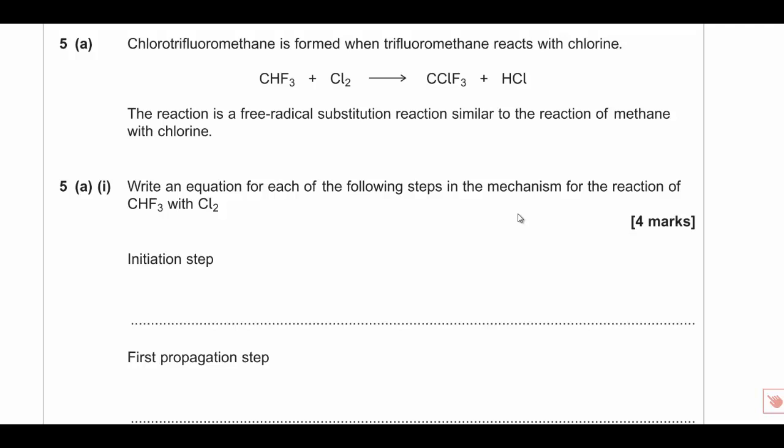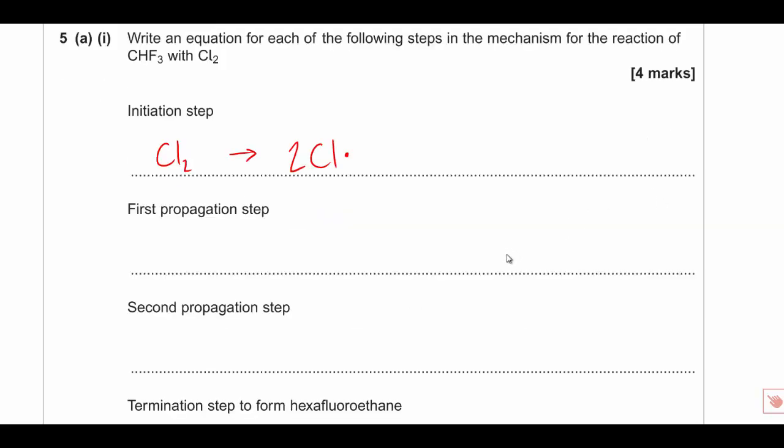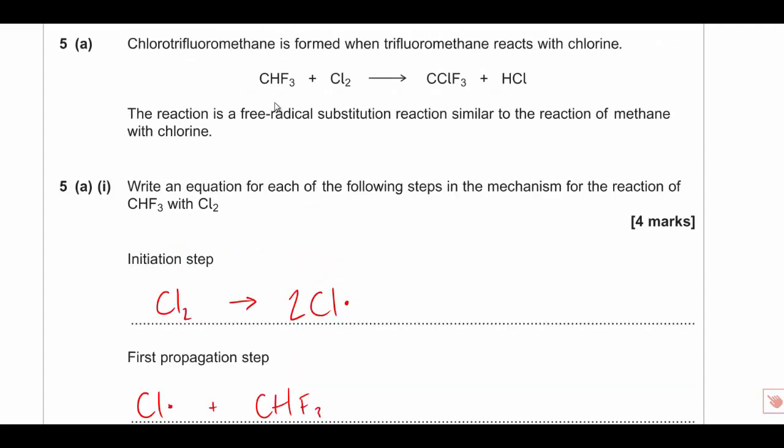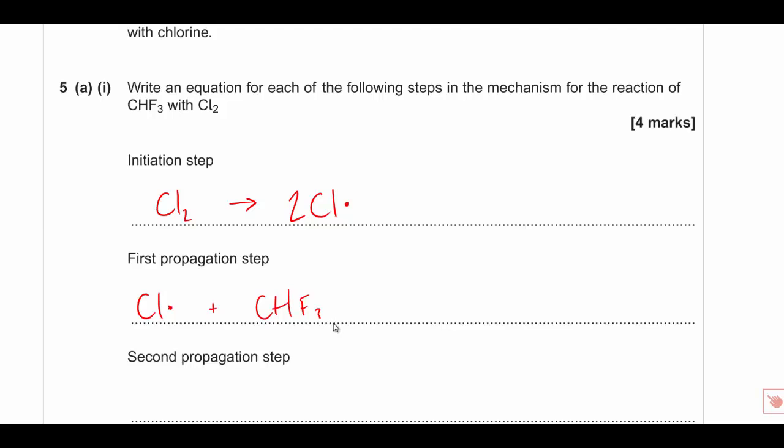Initiation step. What's brilliant about this is the initiation step is always the same. So the chlorine there, homolytic fission, being broken down into the radicals there. Boom, 4 marks for this. First propagation: well, our chlorine radical comes along and it reacts with that initial substance here. It reacts with the trifluoromethane. Okay, that's our first bit.